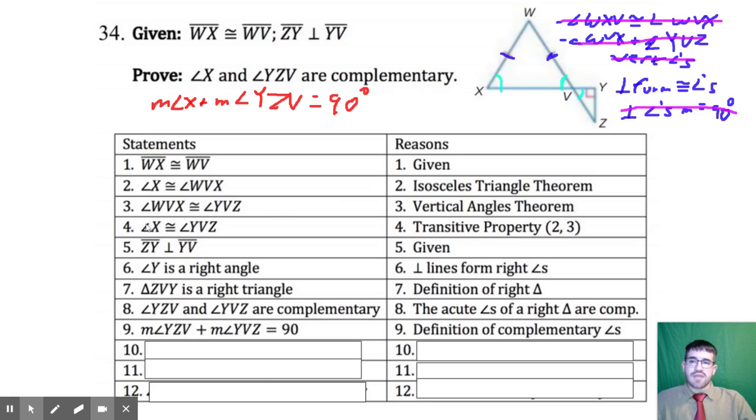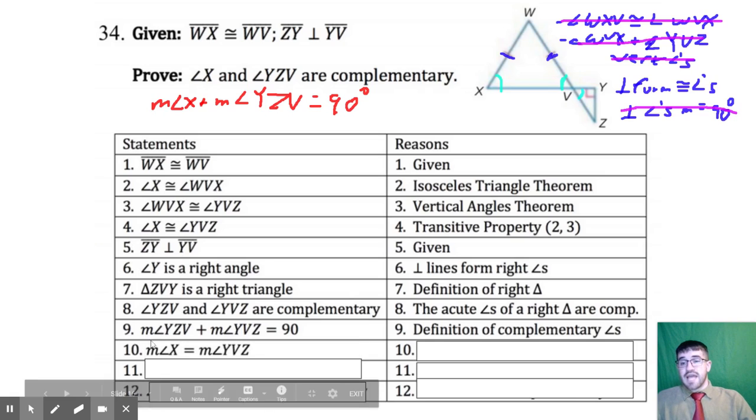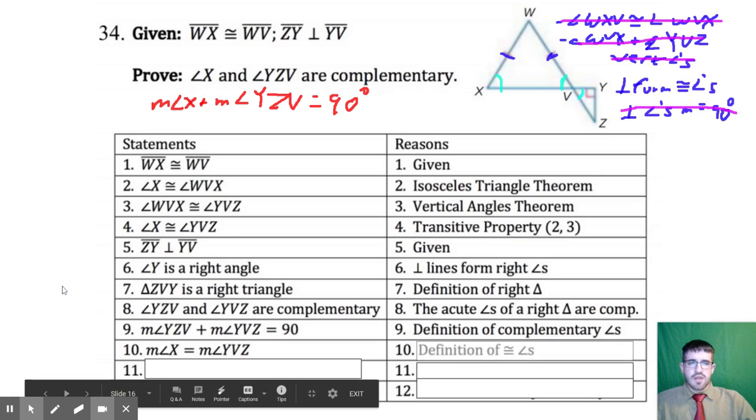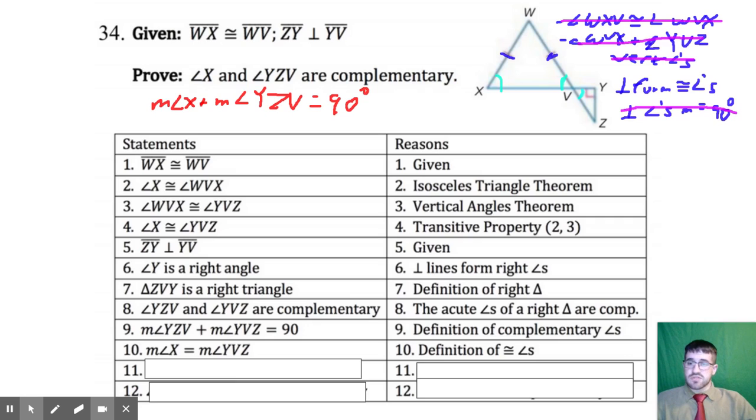And up here, we showed that angle X is congruent to angle YVZ. And what we're going to do is say that the measure of angle X is equal to the measure of YVZ. You could have done this way back up in statement, right after statement 4. But we opted not to do it until the end because at this point we're working with the measurements. So because angle X is congruent to angle YVZ, it means that the measure of angle X equals the measure of YVZ. So that's the definition of congruent angles.